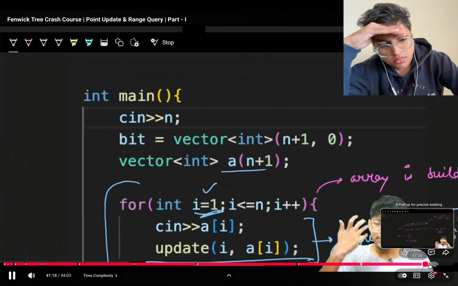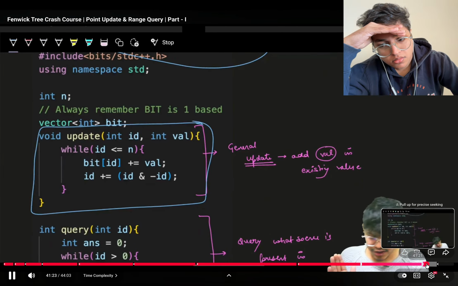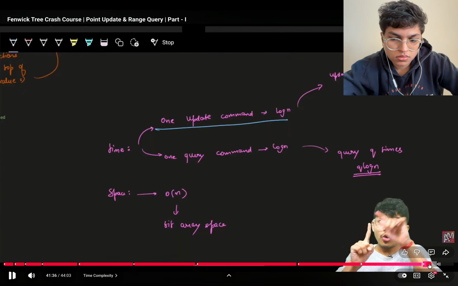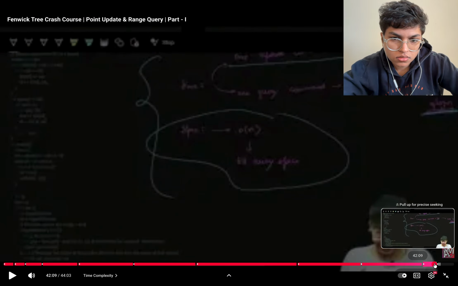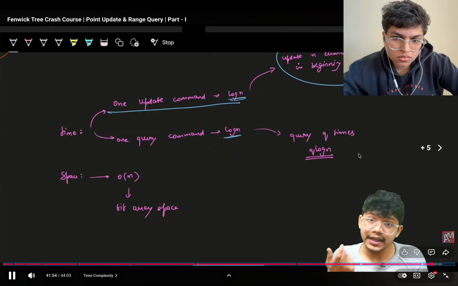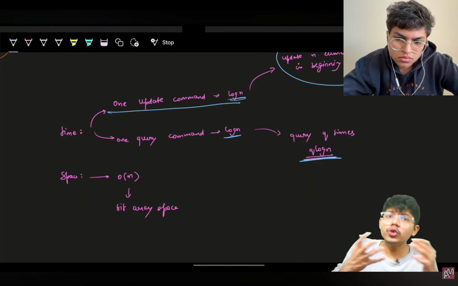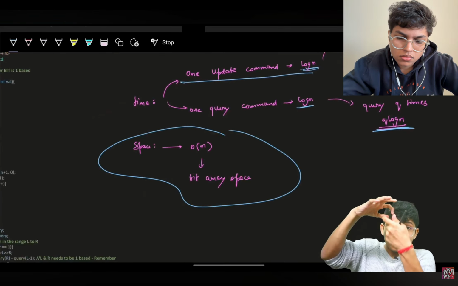The update will go up to log n hops. I am doing update for all the n elements. For every query command, I will use log n time because I know I can still have log n hops backwards. So it will be q log n for the two queries which I have. Space is again O of n because I'm just building a BIT.